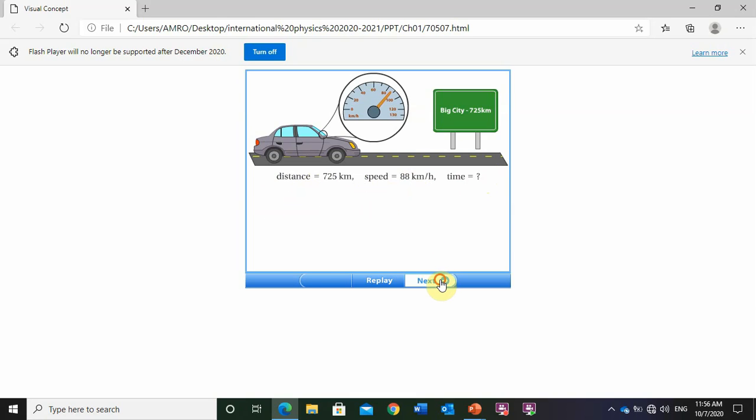Let's check this. Does time equal speed times distance? Of course, no. Does time equal speed divided by distance? Also no. But since the dimensions of speed divided by distance worked out to 1 divided by time, we next try the inverse equation. Does time equal distance divided by speed? Yes. This equation gives the correct dimensions.